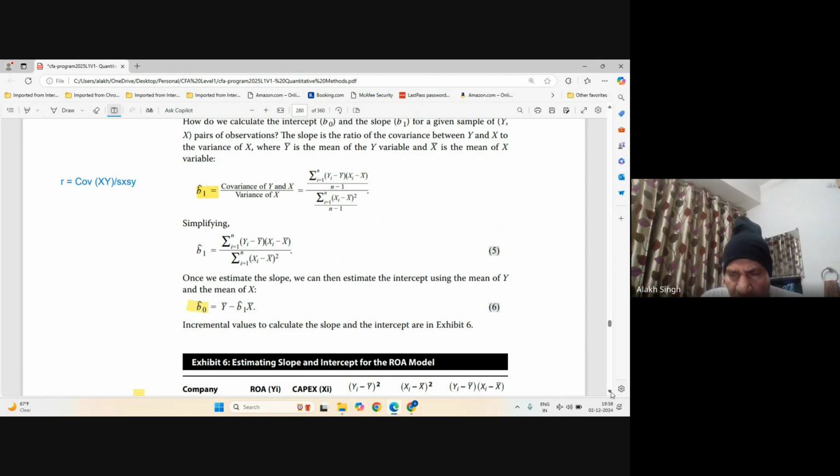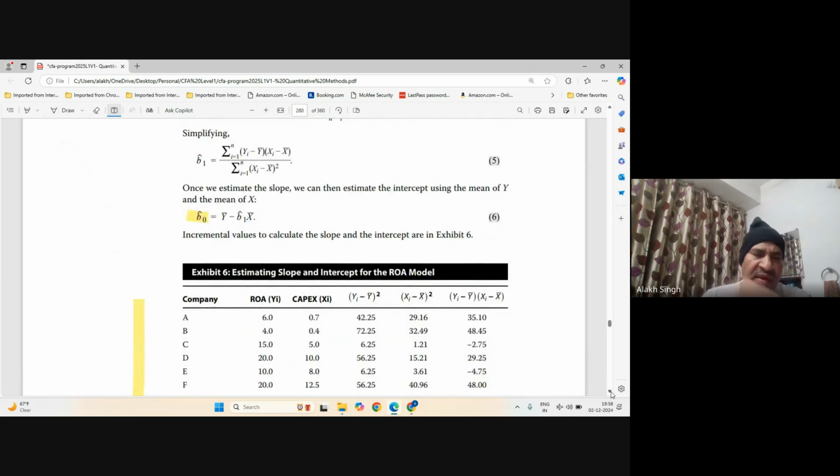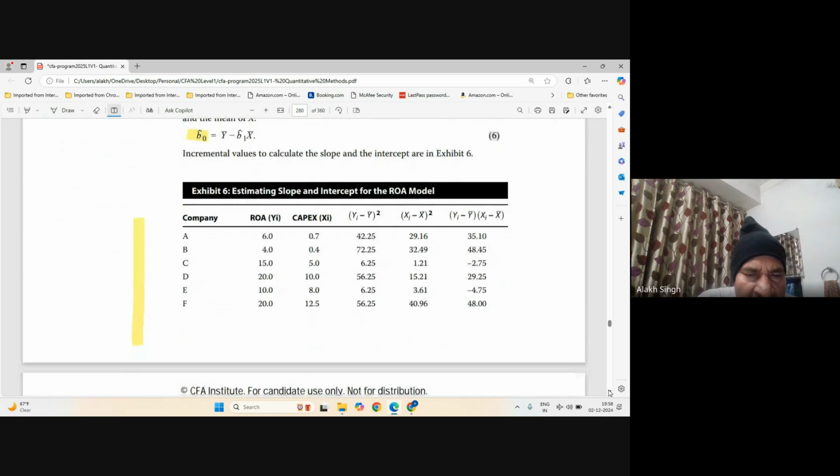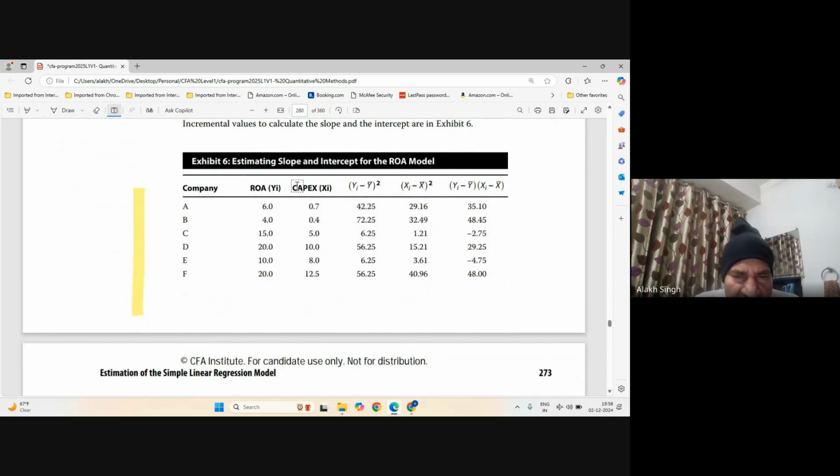And many people don't know this actually. Many people fail to calculate this beta 0 from the data. So here is the actual data: return on assets, and capex is the independent variable xi. So this one is covariance.